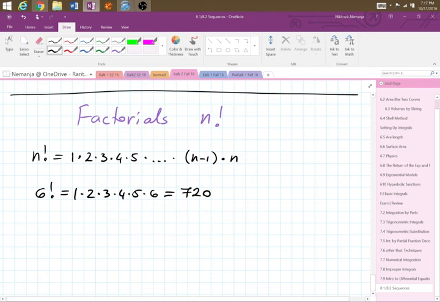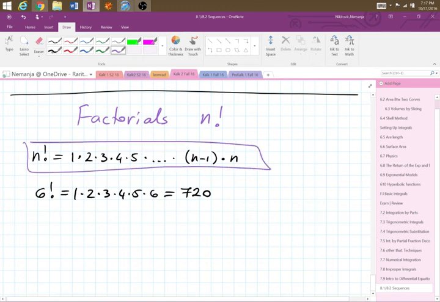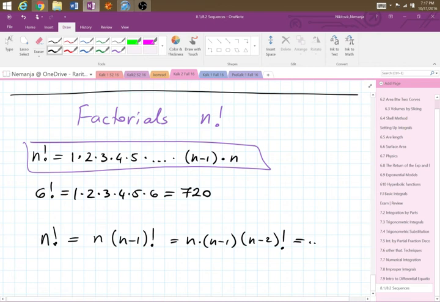Now, there's another cool aspect of these factorials, and that is that you can write n factorial as n times n minus 1 factorial. Or you can write it as n times n minus 1 times n minus 2 factorial. Or you can continue creating these formulas forever. Now you might ask yourself, what the hell is this? Well, 5 factorial is the same as 5 times 4 factorial, and this should make sense immediately, as soon as I write it.